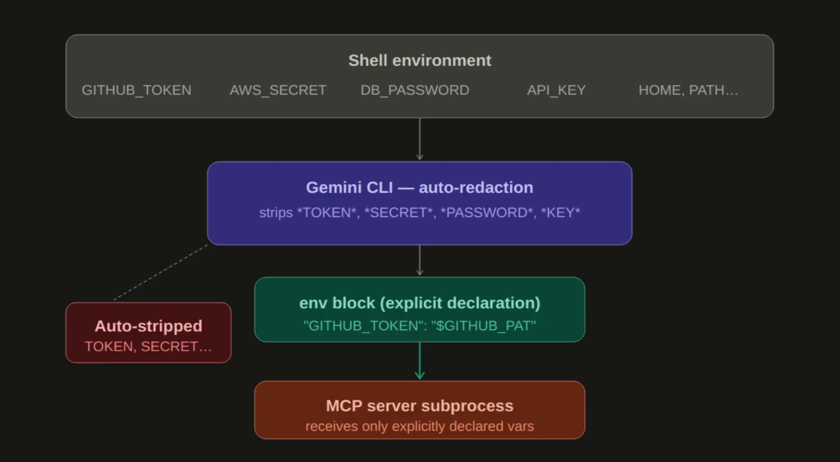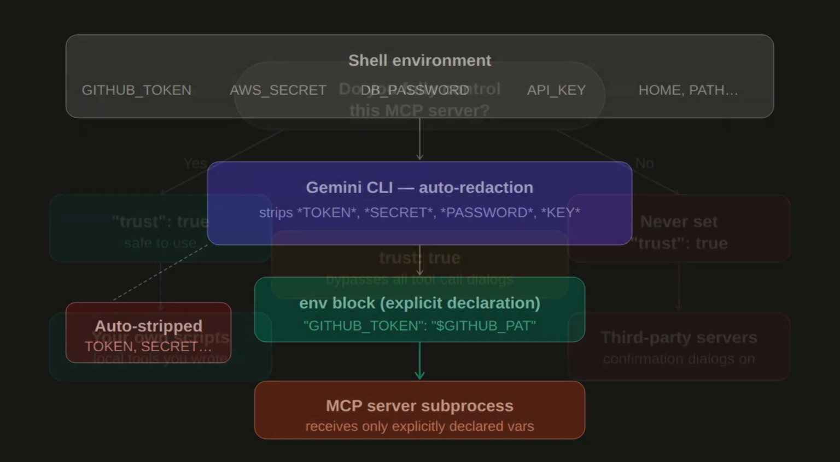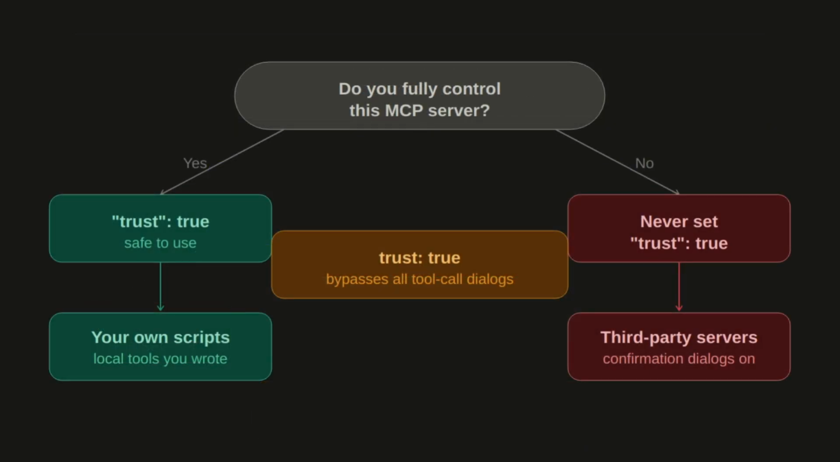Reference them with variable name in the config and never paste them directly into the JSON. Second, the trust option. Each server configuration can include trust is true, which bypasses all confirmation dialogues for that server's tool calls. Use this only for servers you completely control, your own local scripts for example. Never set trust on a third-party server.